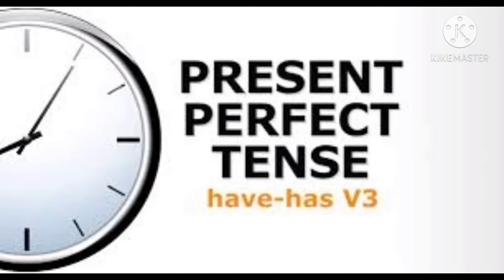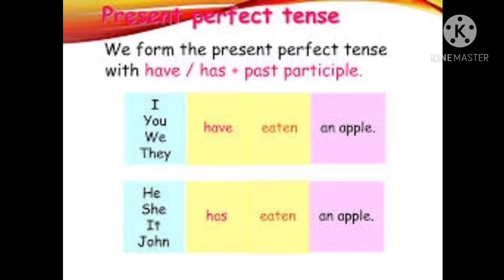And we use has, have plus the third form of the verb to make present perfect tense. For example, I have eaten an apple. So we use has, have plus past participle, the verb's third form. For plural we use have, and for singular we use has. He has eaten an apple.